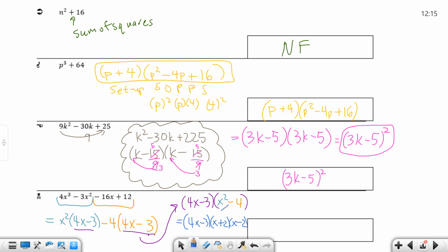One's plus and one's minus. This one goes into both those, right? The other one just comes down. So 4x minus 3. So that one had 2 factoring steps. Grouping first, which is a few steps. And then it's factored again with difference of squares on part of the grouping.